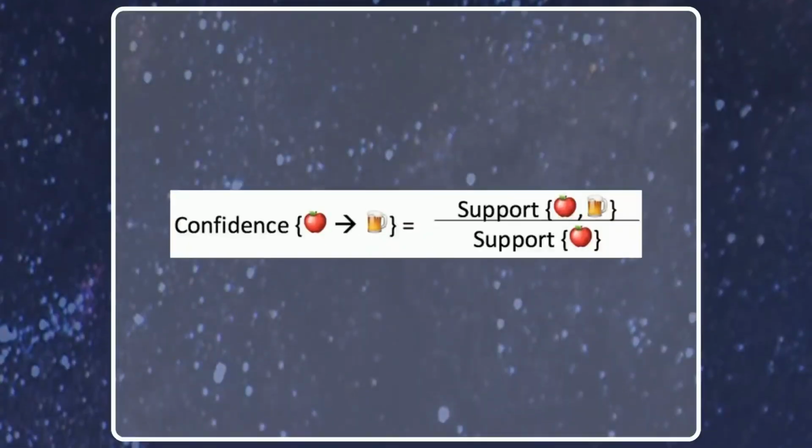And then we move to the confidence. The confidence is going to be the support of apples and beer divided by the support of just apples alone. To calculate this, we see that 3 out of 8 times apples and beer are bought together. And then we're going to divide that by 1/2, the support of apples alone. And so we get 75% confidence. So not only is this statistically significant, but there is strong strength between these 2 items.